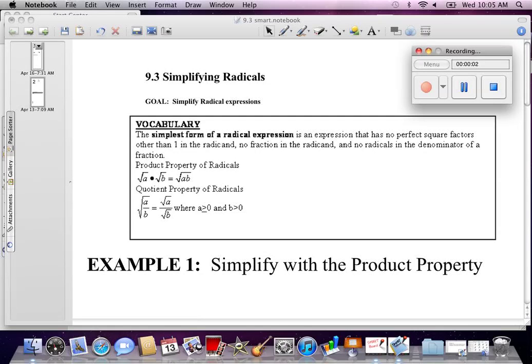What we're doing today, ladies and gentlemen, is simplifying radicals. It's not like yesterday. You don't just stick them in your calculator. That is not how we're doing this. Simplifying.